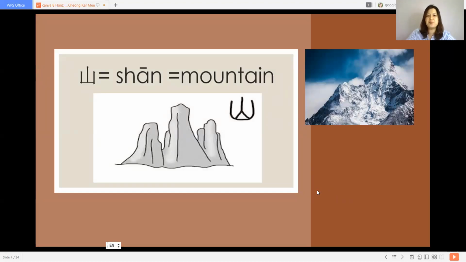Just look at this. If you look at the word mountain, can you figure out the shape of the mountain? Not really, right? But when we talk about mountain in Mandarin, the word itself illustrates the shape of the mountain. The middle one is a little bit high, and the side ones are a little bit low, going up and down. That's the shape of the mountain.